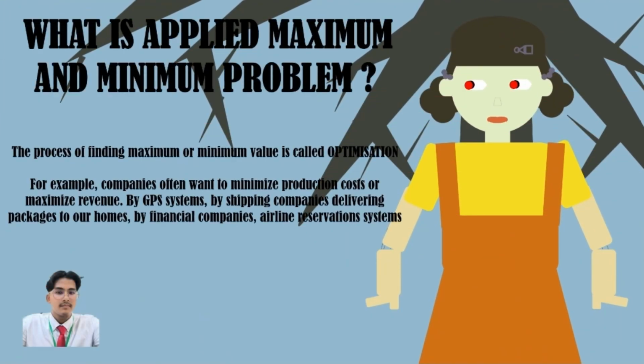What are applied maximum and minimum problems? The process of finding maximum or minimum value is called optimization. For example, companies often want to minimize production costs or maximize revenue. It is used by GPS systems, by shipping companies delivering packages to our home, by financial companies, and by airline reservation systems.